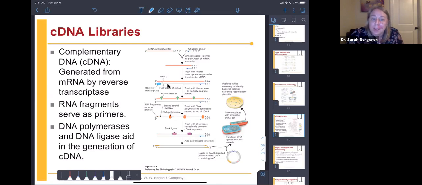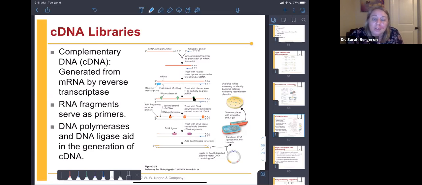But that copy, the gray copy, is now DNA. And because it's a complement to mRNA, we call it cDNA, or complementary DNA. So basically we're going in reverse of the normal processes in the cell.